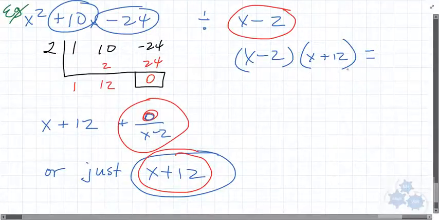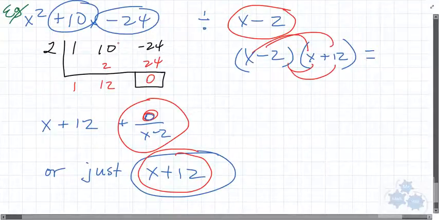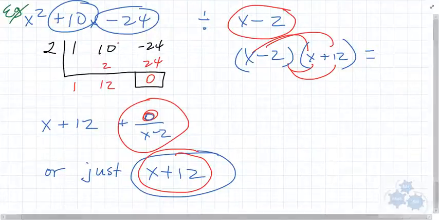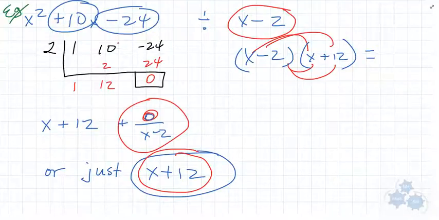So that's how you can check. And of course, if you do FOIL here, you certainly do get the original polynomial. You good to go? Okay, that's synthetic division. The final part of this lesson is the remainder theorem, okay?